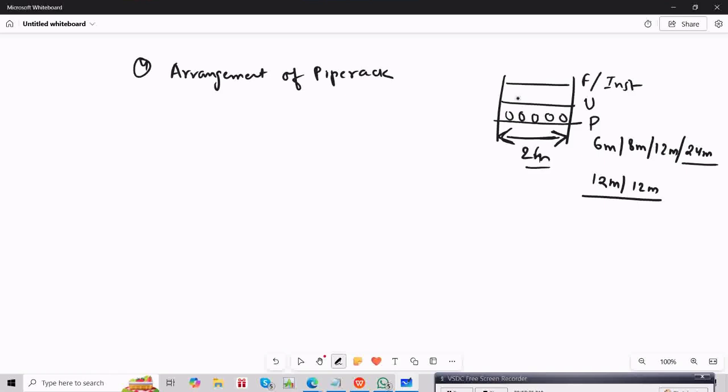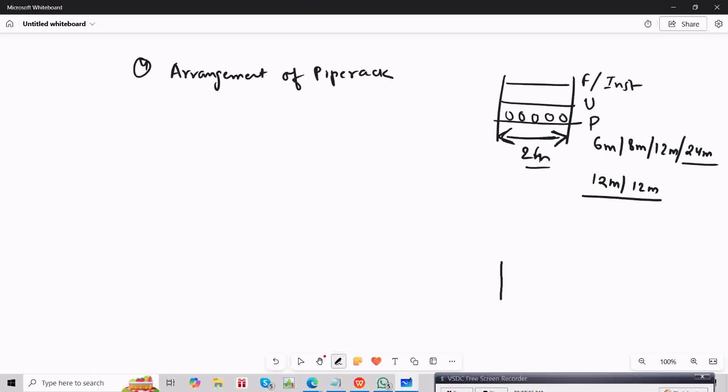So it will be 12 meter by 12 meter, so it will be two pipe racks. I will show you an example of this also. I have a 24-meter pipe rack in my project, so I will show you that also. So general arrangement of pipe rack means the number of tiers, the width of the pipe rack, and the total length or the flow of the pipe rack.